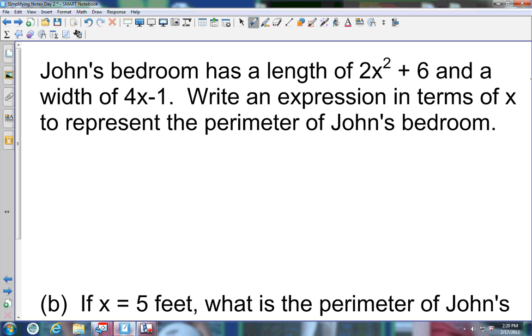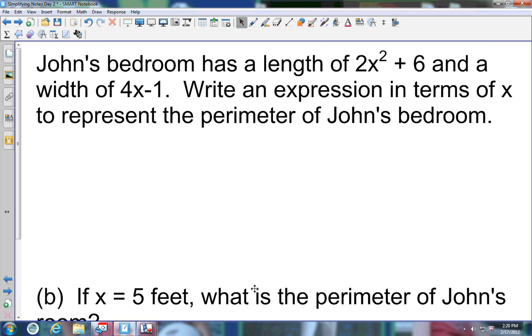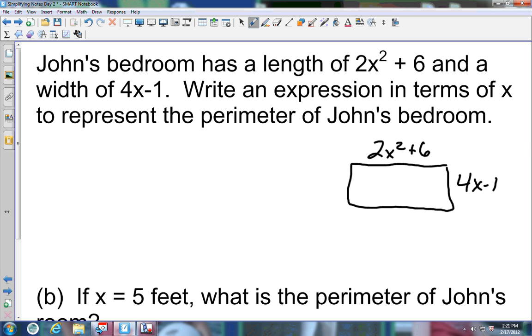Here's the next one. Same type of problem. All right. First thing I normally do is I draw a picture. And I'll go here and I'll put 2x squared plus 6. Then I have 4x minus 1. And it wants to know the perimeter. Well, let's label all the sides: 2x squared plus 6 and 4x minus 1.